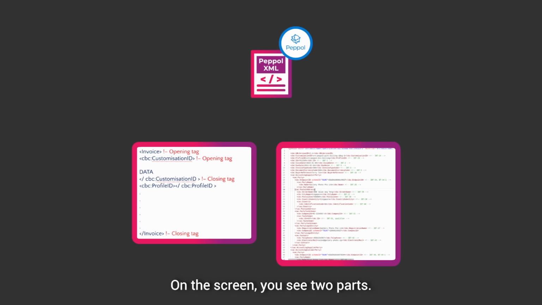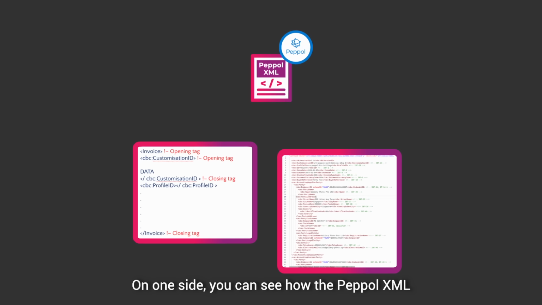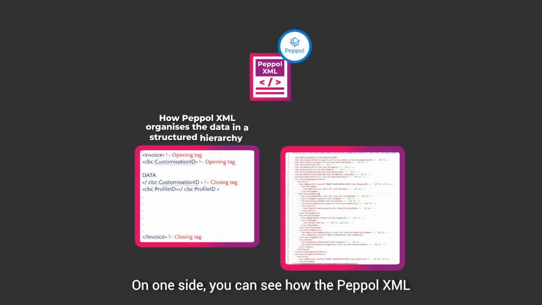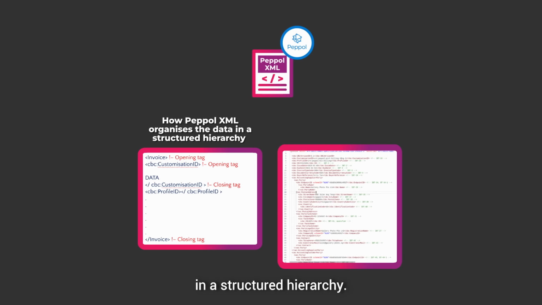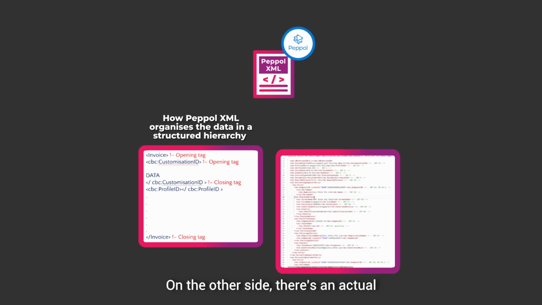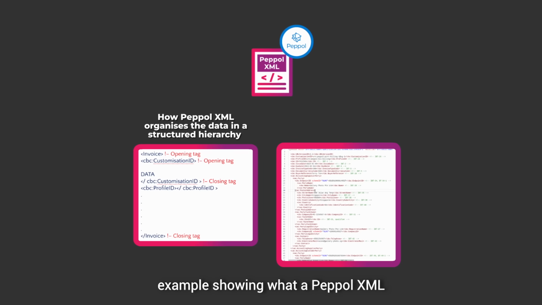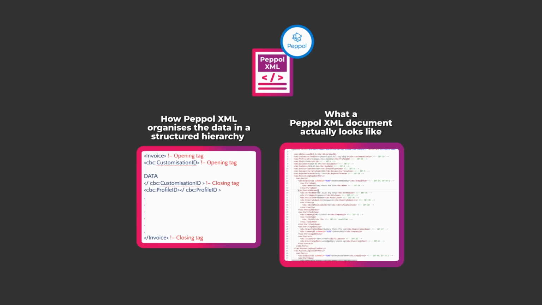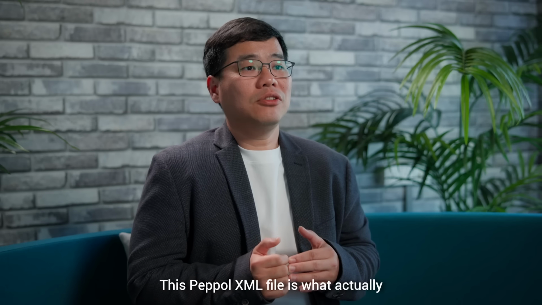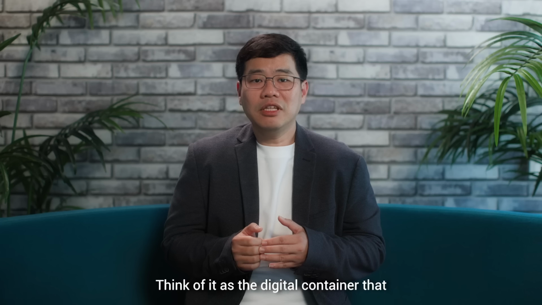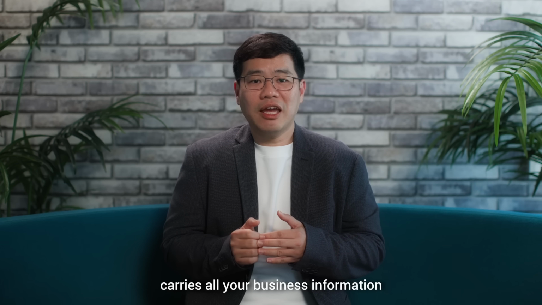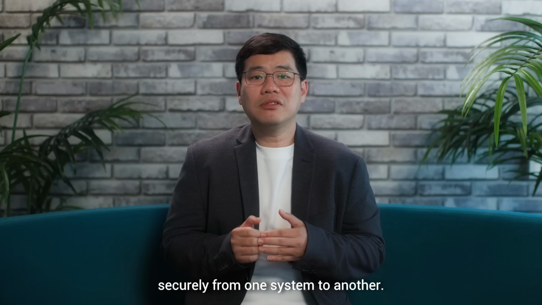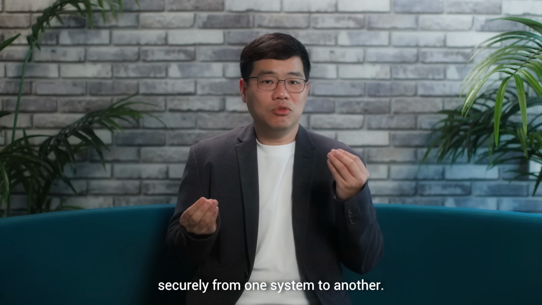On the screen, you see two parts. On one side, you can see how the Peppol XML organizes the data in a structured hierarchy. On the other side, there's an actual example showing what a Peppol XML document looks like. This Peppol XML file is what actually travels through the Peppol network. Think of it as the digital container that carries all your business information securely from one system to another.